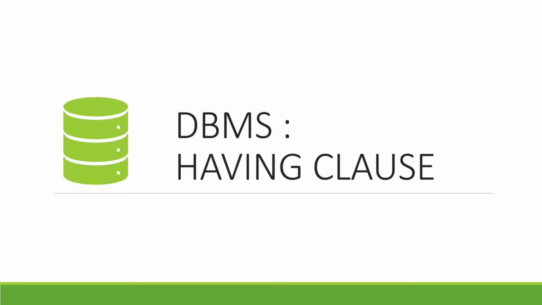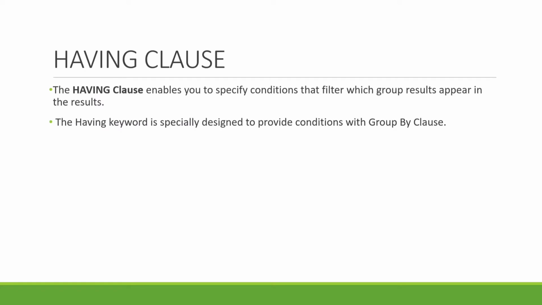In this video, we are going to talk about the HAVING clause in SQL. So let's get started. The HAVING clause enables you to specify conditions that filter which group results appear in the results. What this means is that suppose you are applying GROUP BY on a particular field and there are certain subgroups created. Now you want to apply conditions on those specific subgroups, then in that case you can use the HAVING clause.